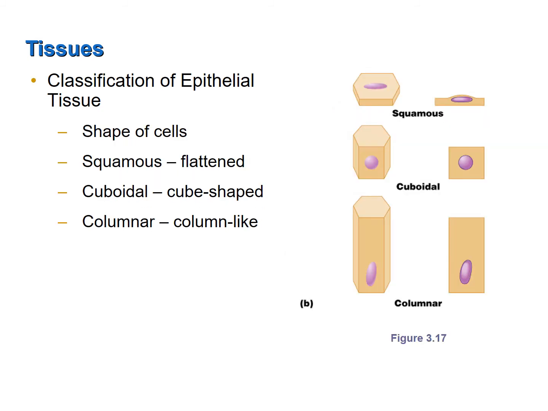Epithelial tissue is also classified by the shape of its cells. Squamous epithelial cells contain flat cells. Squamous means fish scale, and fish scales are flat, thus the name squamous. Cuboidal cells are cube shaped, and columnar cells are column shaped.